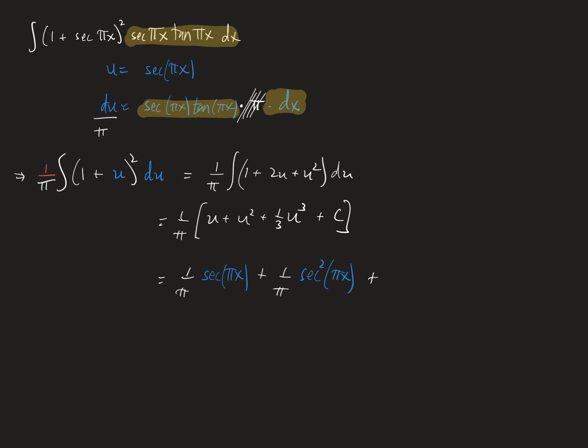Plus 1/3, so 1 over 3 pi times secant of pi x cubed plus c.